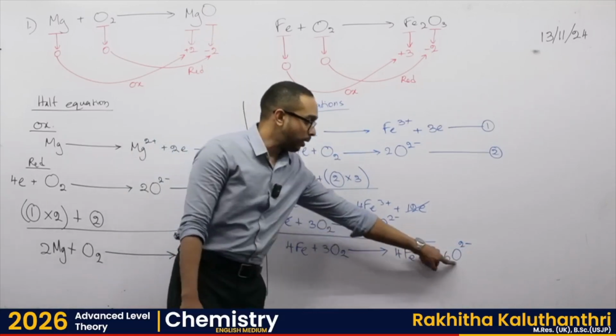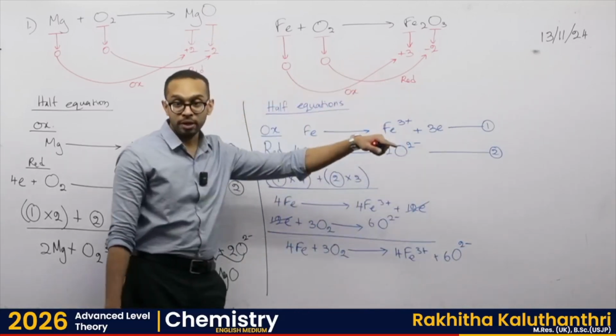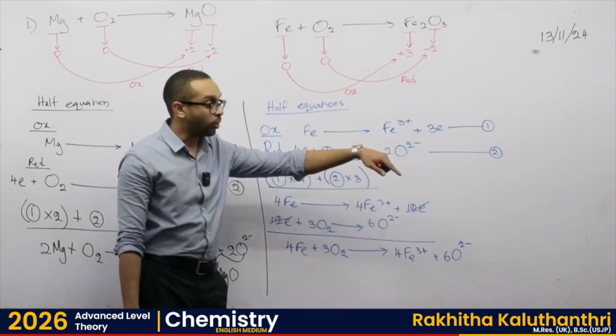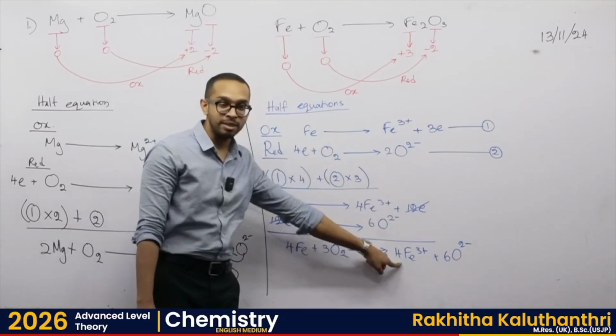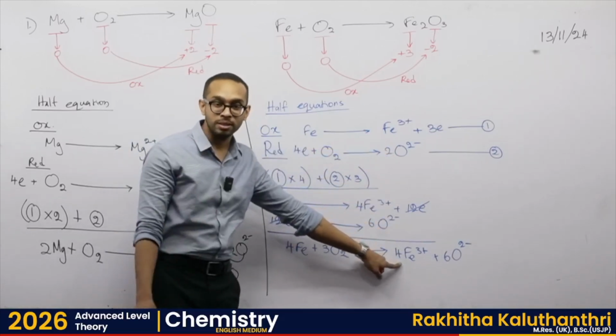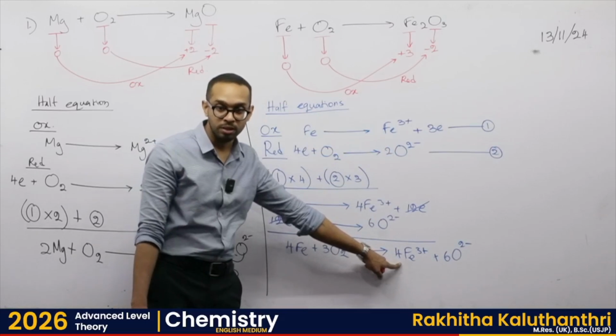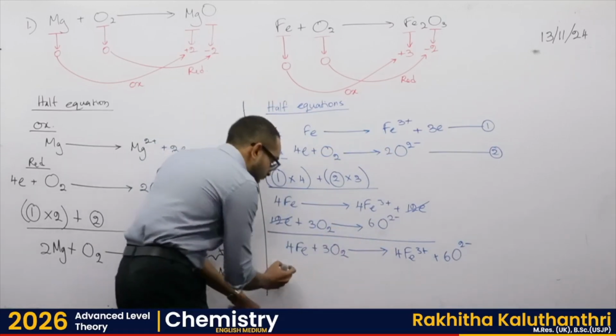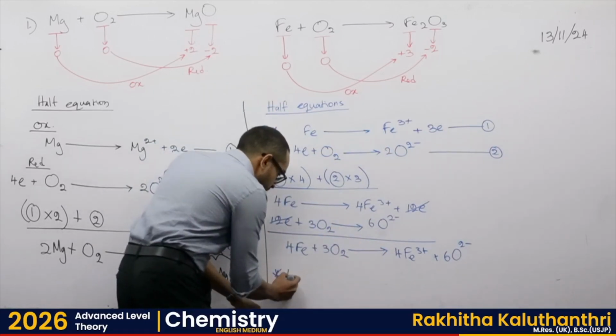Fe3+ with O2- forms Fe2O3, right? So how many Fe2O3s can be formed here? 2 Fe2O3s. I'll write that down. So you can write the final equation like this.